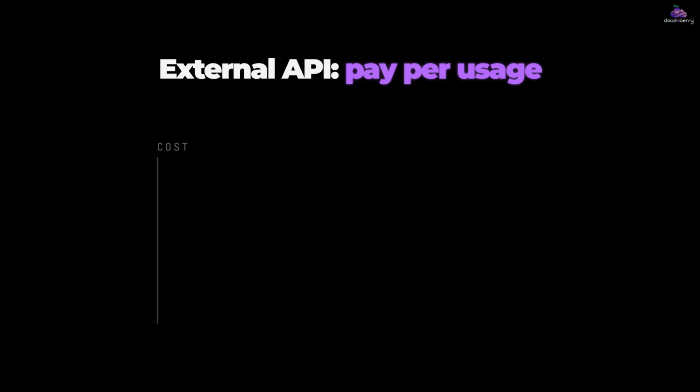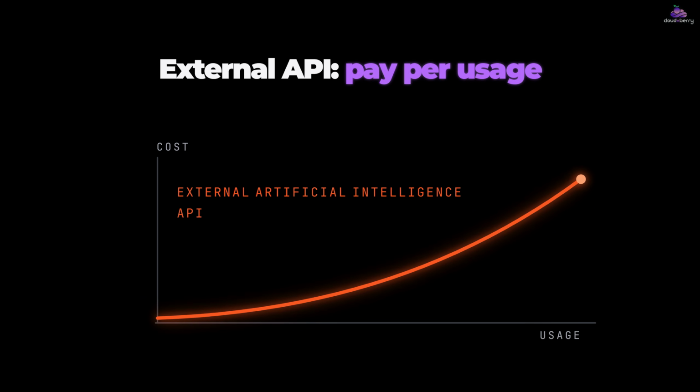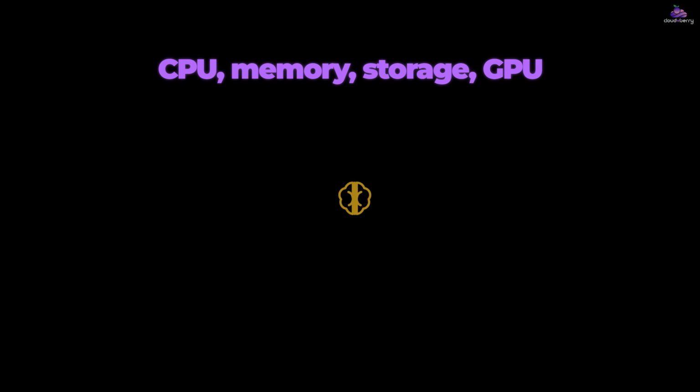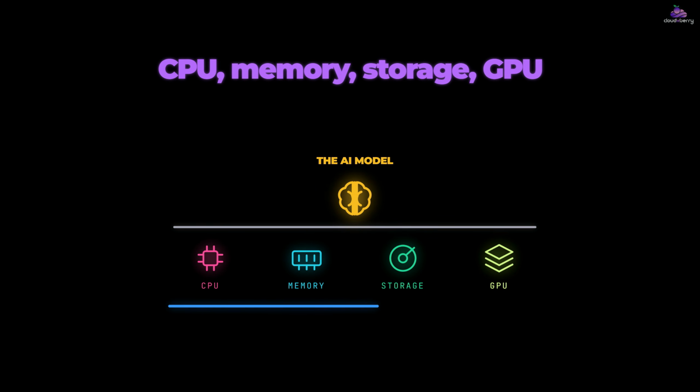Another important consideration is cost. With an external artificial intelligence API, you typically pay based on usage. As usage increases, those costs can increase as well. With a self-hosted model, you're not paying an external provider per request, but that doesn't mean running your own model is free. The model still requires computing resources. You may need CPU, memory, storage, and depending on the model, GPU resources. And you are responsible for managing that infrastructure.